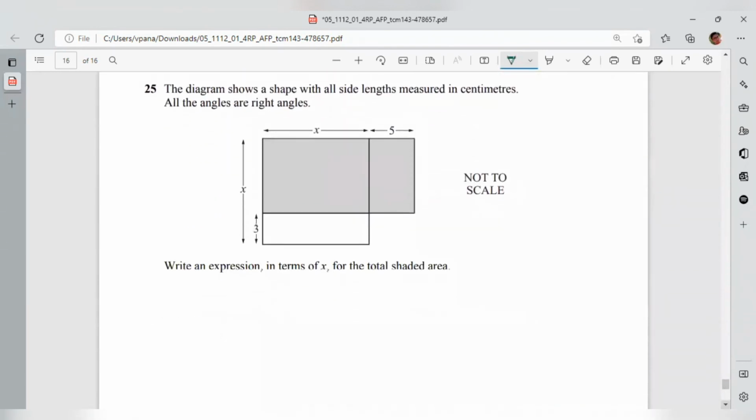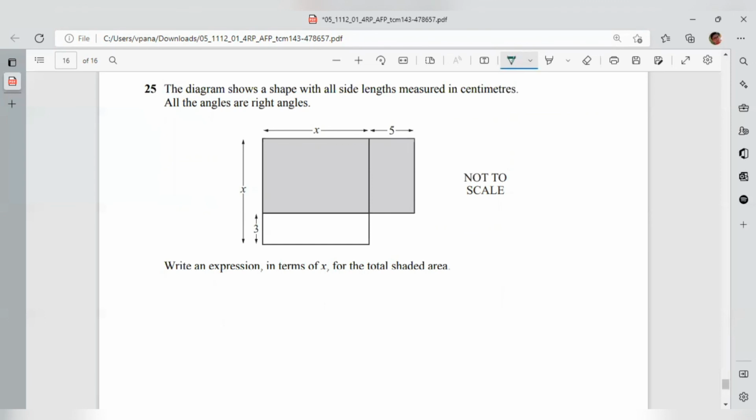Okay, the last question of this paper now. The diagram shows a shape with the side lengths measured in centimeters. All the angles are right angles. So write an expression in terms of x for the total shaded area. So this is x, this is 5. Total shaded area, we are asked to write an expression in terms of x.